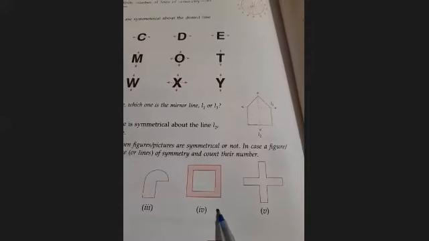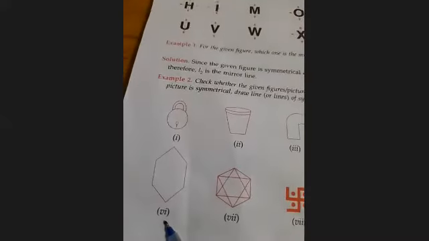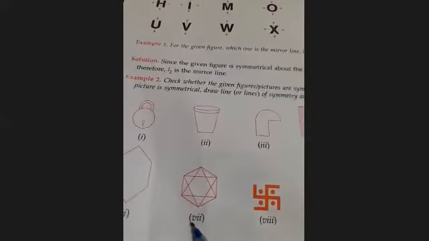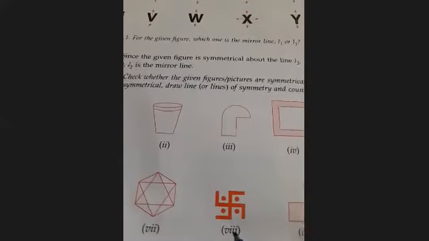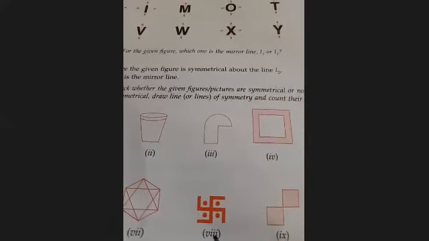Okay. Now, students, in the first figure, we have 1 line of symmetry. Again, 1 line of symmetry. This figure, 0 lines of symmetry. This figure has 4 lines of symmetry. Again, 4 lines of symmetry. Sixth figure, we have 2 lines of symmetry. In the seventh figure, we have 6 lines of symmetry. In the eighth figure, 0 lines of symmetry. And last, we have only 2 lines of symmetry.